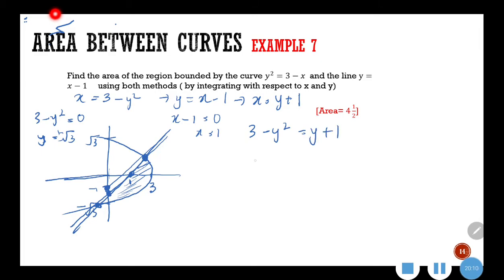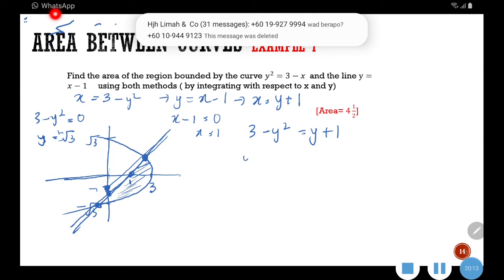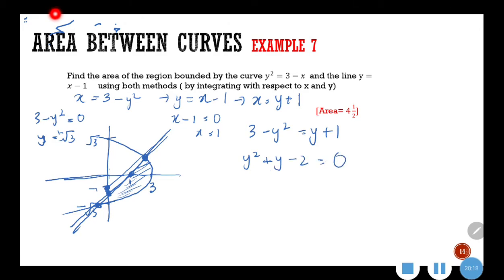So here we will have y squared plus y minus 2 equals 0. I bring minus y squared to my right hand side: y squared plus y, 1 minus 3, minus 2 equals 0. So we have (y minus 2)(y plus 2)(y minus 1) equals 0, giving y equals negative 2 and 1. So we know here is negative 2 and here will be 1.